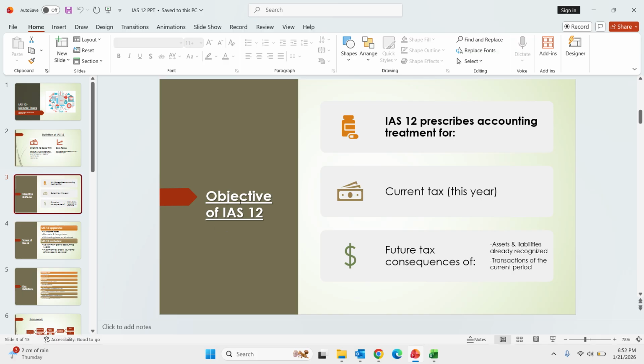The objective of IAS 12 is to ensure that tax effects of transactions are recognized in the same period as the transactions themselves. This improves matching and gives users a more accurate picture of current tax obligations, future tax effects, and the real impact of tax on profits.